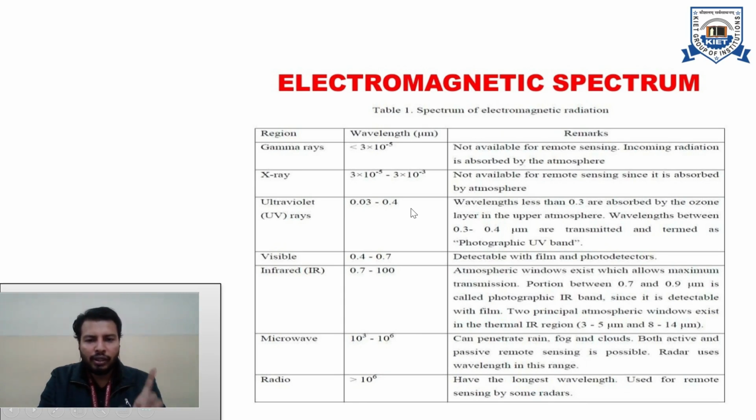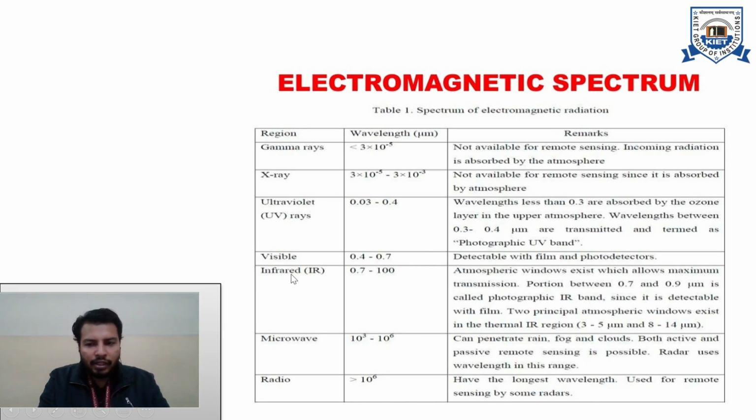So that 0.3 to 0.4 micrometer band is the only one available. That is called the photographic UV band, and it is able to penetrate, or we can say transmit, through the atmosphere of Earth. Then coming to the visible region, we have wavelengths from 0.4 to 0.7 micrometers. These are available and detectable also. We humans are able to see in this region only.